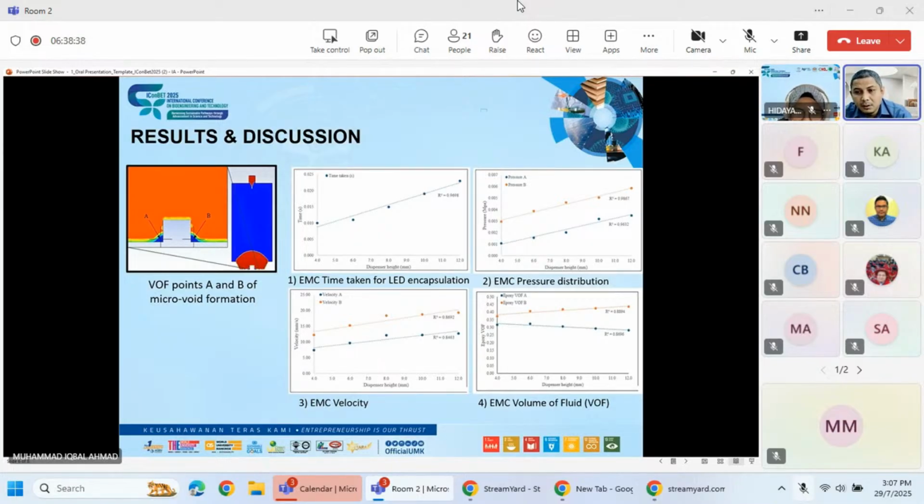This can be measured, and it is proven by the graph of the EMC volume of fluid. For the development of microvoid, if the volume of fluid is higher than 0.5, that means the bubble has transformed into fluid. So the higher the splash, the more microvoid develops in that certain area, which is located close to the chip.